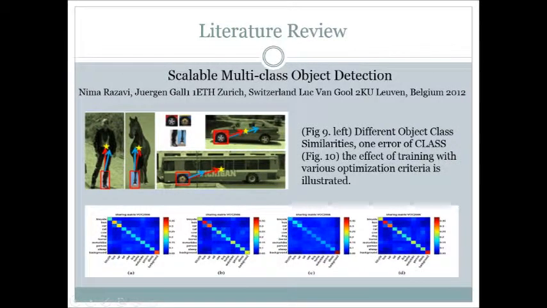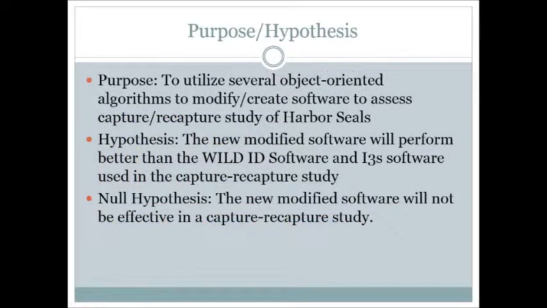In 2012, Van Gool, a French scientist, worked on the scalable multi-class object detection in Leuven, Belgium. Van Gool tested the neighborhood searches portion of the class method with several classes of random objects found on the internet. Figure 10 shows the effect of training with various optimization criteria illustrated.